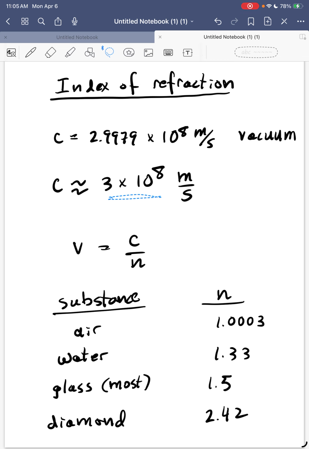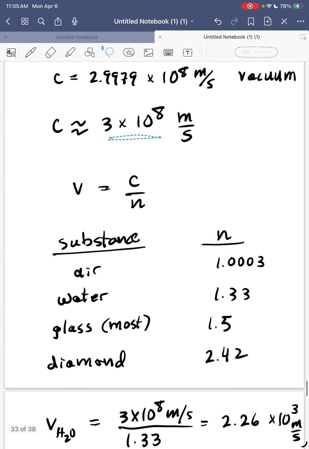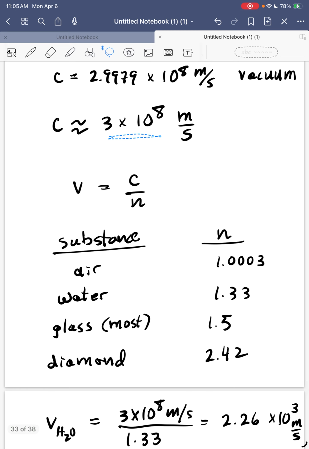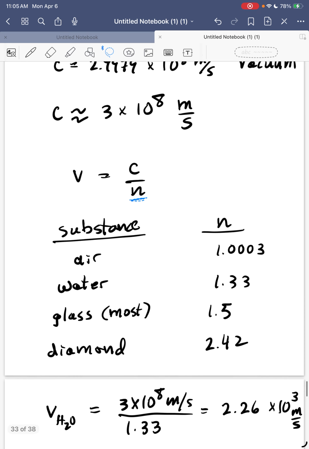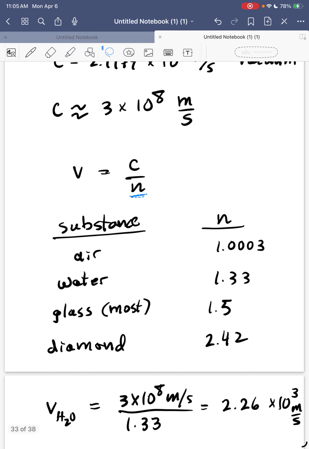But now here's what happens. When light enters different types of media that are not a vacuum, it slows down. So let me just mention a couple things here. We can determine what the new velocity will be by taking the velocity of light, c, and dividing it by n, something called the index of refraction of the material. So let's just quickly talk about this in terms of air. Air is very close to a vacuum. So the index of refraction here is 1.0003.